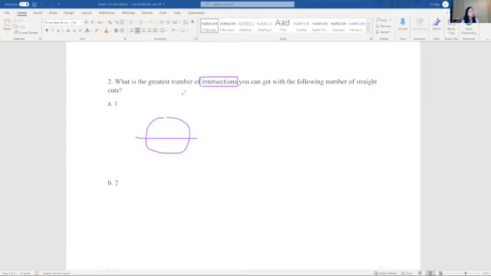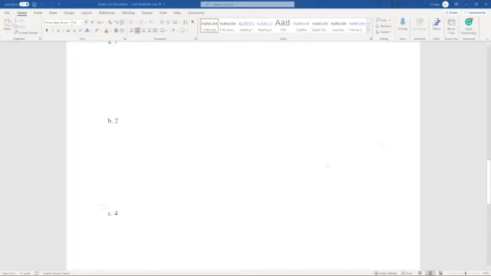Sure. So for A, there are 0 intersections. For B, there are 2 intersections. 2? Wait, one intersection. Yes. 1 intersection. And for C, you have 6 sections. Let's talk about how you got that.